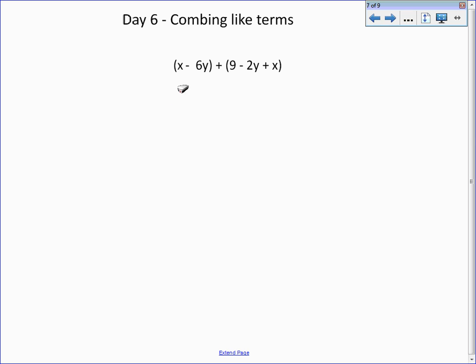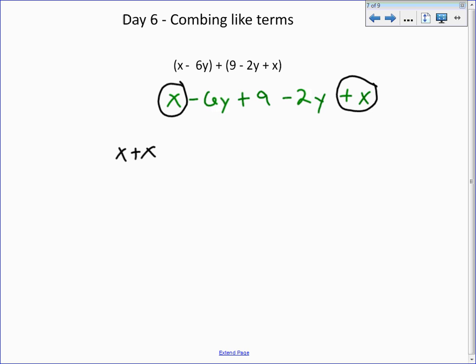We'll go over them. But again, the parentheses are there just to confuse, so we can rewrite without the parentheses. Because this isn't a subtraction, and we're not doing any multiplication or division, we're okay. We can just get rid of the parentheses. And now we're dealing with 1x, and we ask ourselves, are there any other x's? We have another plus 1x here, so we're going to have x plus x. We have a negative 6y. We have a negative 2y. So we're going to take that negative 6y minus 2y. And then finally, 9.